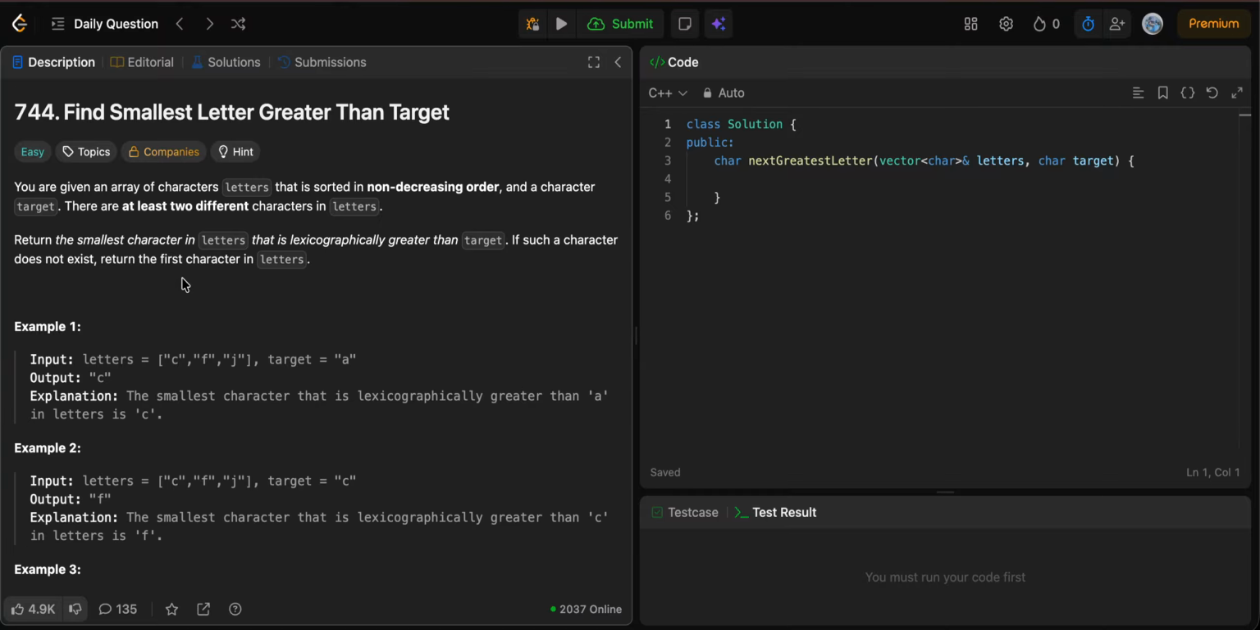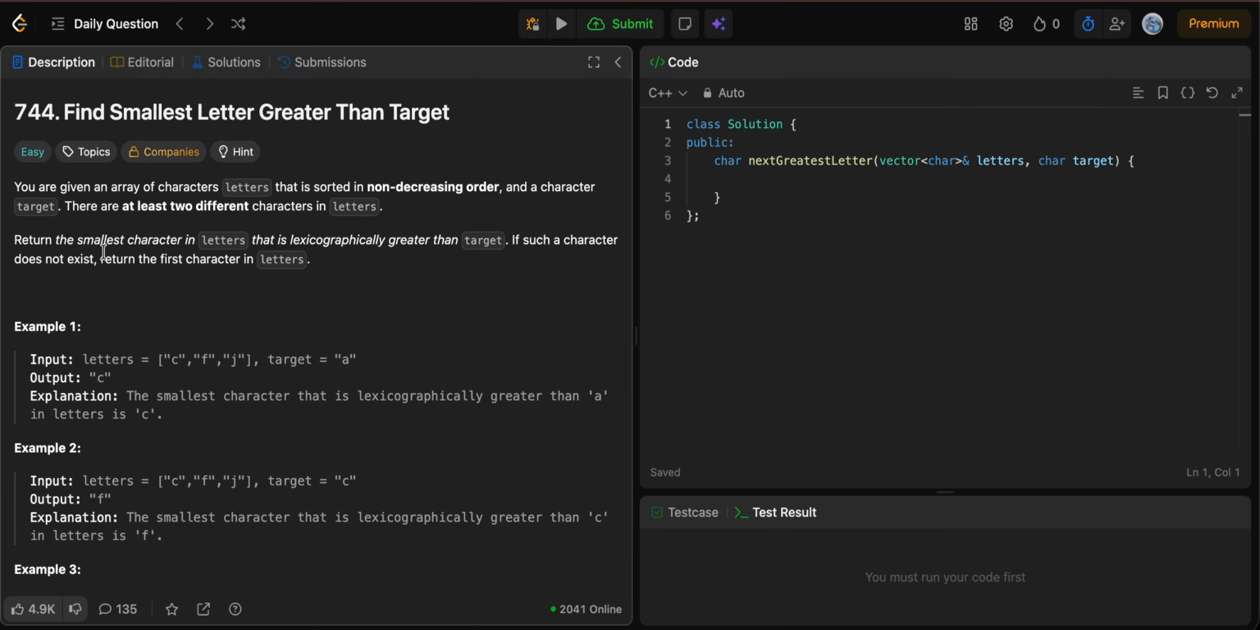The problem is very simple. We have the letters, and this is in non-decreasing order, which means it will be increasing order, that means equal to or greater than. So we have to understand that our array, our string, must be in increasing order, small to greater, that is the thing, right?